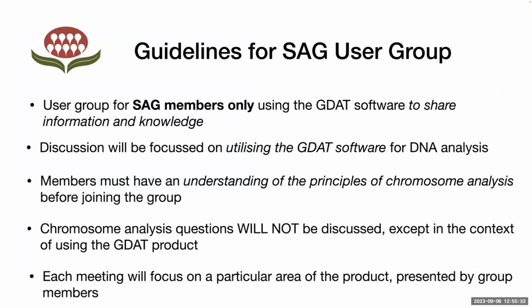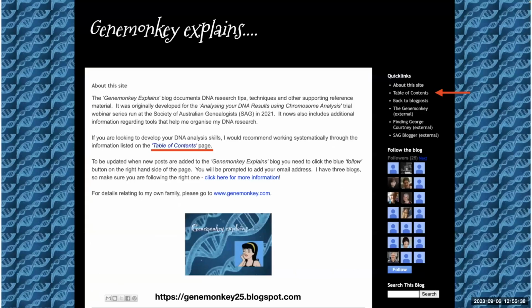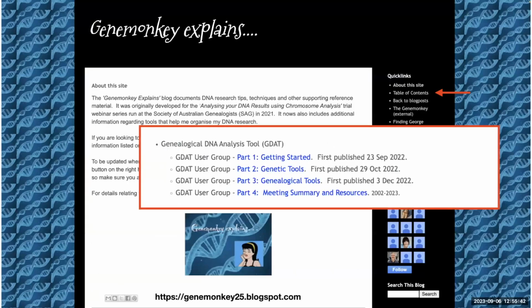And on my Gene Monkey Explains blog site, if you go to the table of contents page, there is actually a whole section of blog posts. The first 3 are really what we've covered today. And part 4 there is a summary of our meetings and things we've talked about. So you'll be able to see a list of things we've talked about there and some links to other resources if they're not in any of those posts already.